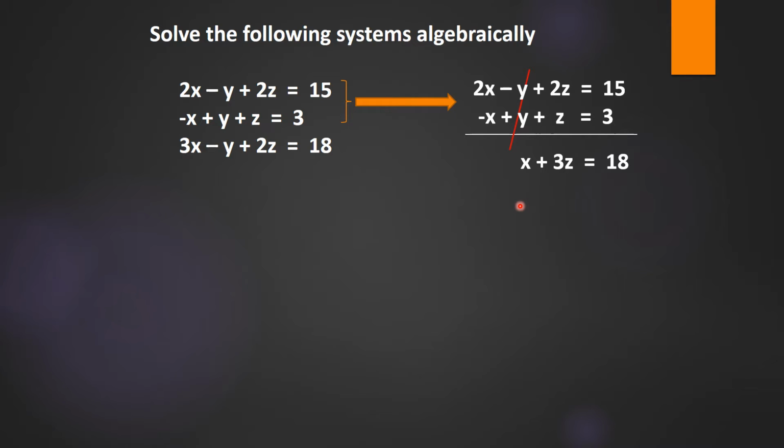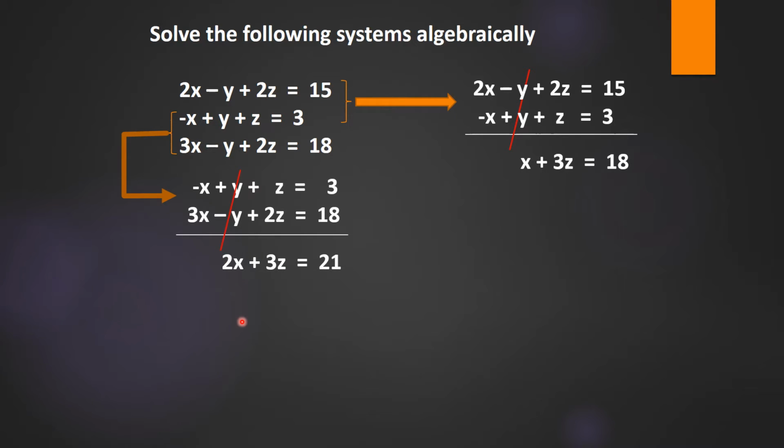Now I will take the last two equations and do elimination as well. And since I chose to eliminate y's in the first set, I have to eliminate the y's in the second set. They too have the same coefficient and opposite signs, so I'm going to eliminate my y's. This gives me a result of 2x plus 3z is equal to 21. So now I have two equations with two variables. I still need to eliminate a variable in order to get down to one single answer.